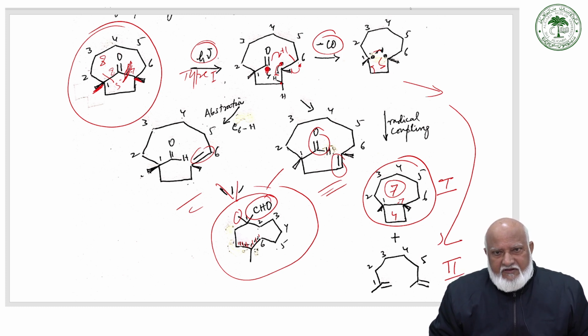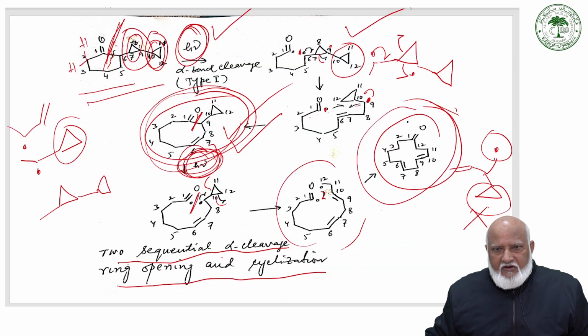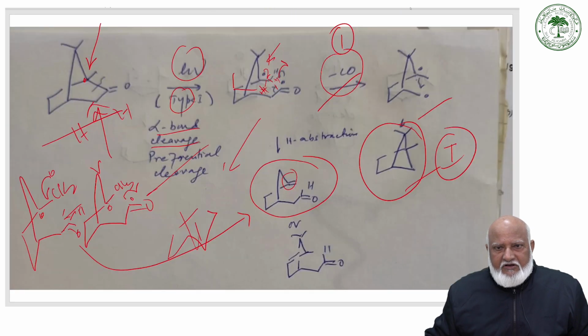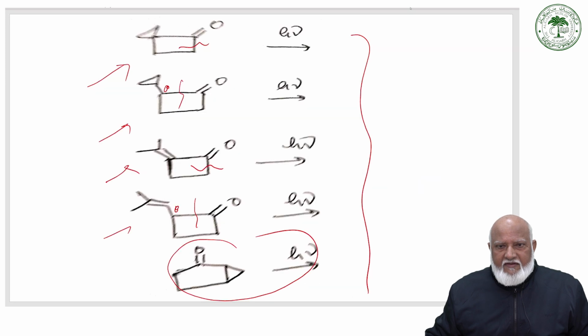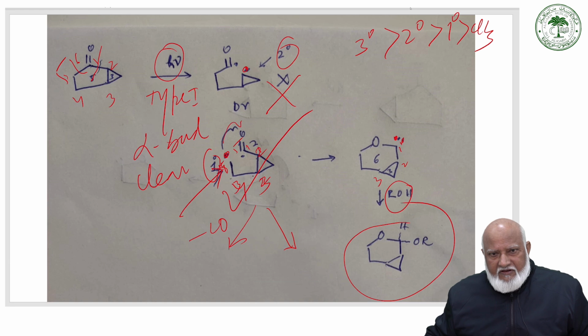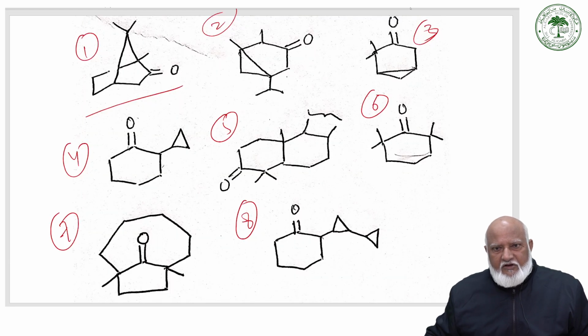So we have already seen different examples of Norrish type 1 reaction in alicyclic ketones in the previous lecture. These are the different examples where the radical is usually more stable, but under certain circumstances the radical is unstable, such as on the cyclopropene or double bond, and stable when adjacent to the cyclopropane ring.